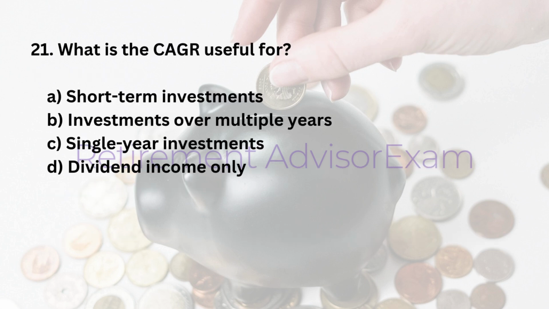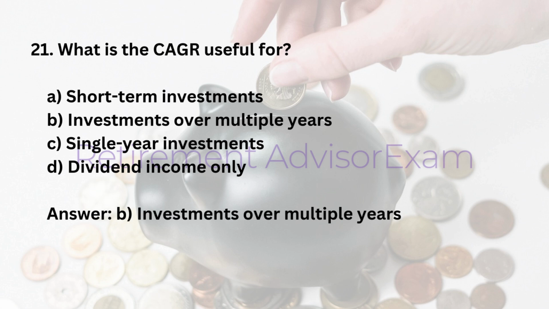21. What is the CAGR useful for? A. Short-term investments. B. Investments over multiple years. C. Single-year investments. D. Dividend income only. Answer, B. Investments over multiple years.